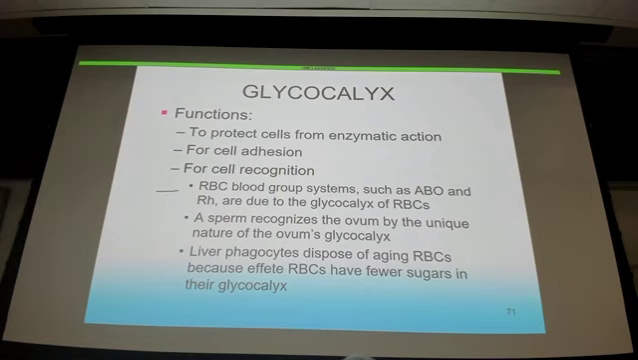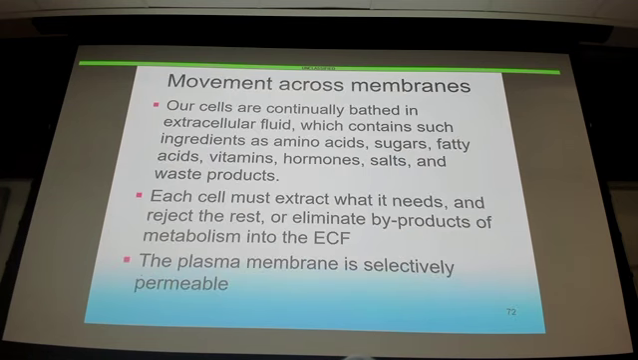Ligatures, no. Liver phagocytizes worn out blood cells also, right? That's what that word means. Effete means worn out, right? So we start to lose the glycocalyx. Alright, let's get out of that before I get in trouble.